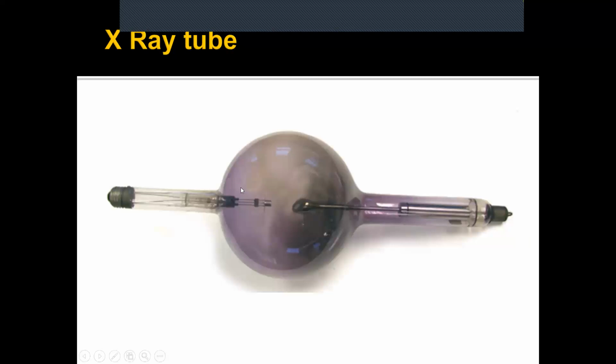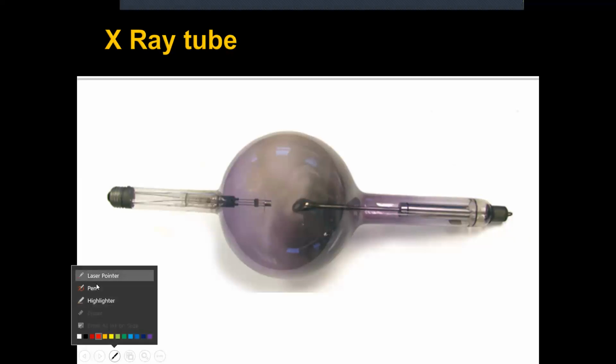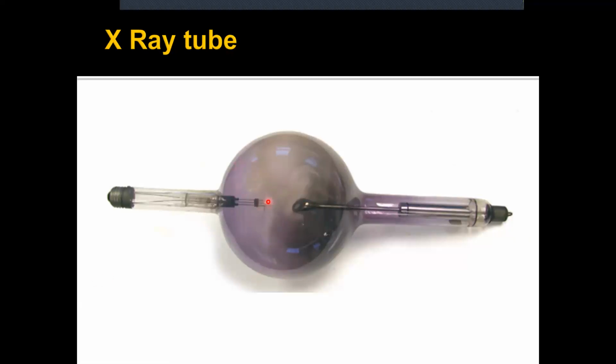So here you're going to have a cathode. I don't know if you can see my cursor, but assuming you can, there's going to be a cathode and an anode. The cathode is going to shoot electrons at the anode, and the basic premise is that these electrons are going to have a lot of energy. So when they hit the anode, they're going to lose some of that energy. They're going to slow down, or hit some of the atoms inside the anode, and release that energy as light. In this case, that light is going to be X-rays.